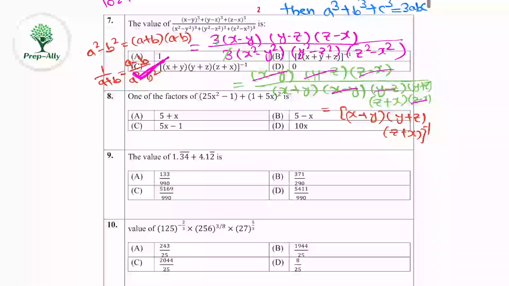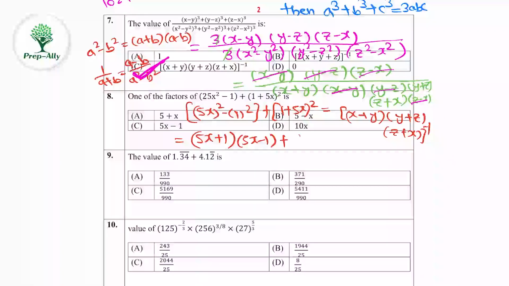Question number 7 done. Now the question number 8. One of the factors of this: 25x square minus 1, can we write this in this way, (5x) whole square minus 1 square, plus (1 plus 5x) whole square. So for this, again by the a square minus b square formula, we can write (5x plus 1)(5x minus 1) plus (1 plus 5x) whole square.